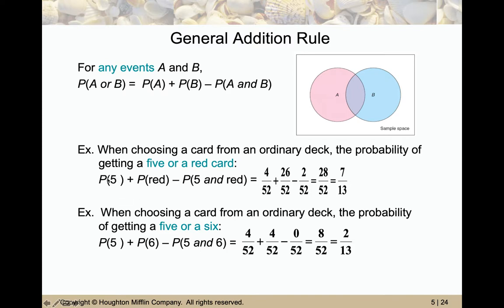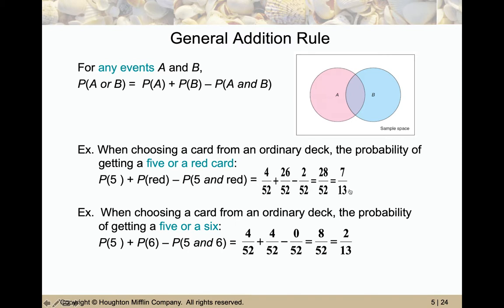So the probability of drawing a 5, there's 4 cards out of 52 that are 5s, plus the probability of drawing reds, there's 26 red cards, so 26 out of 52, minus the 5 of hearts and the 5 of diamonds, the 2 5s that are red. It's going to be 28 out of 52, which is 7/13.